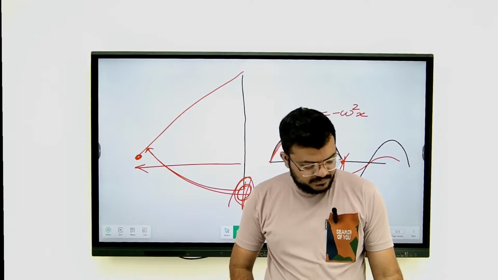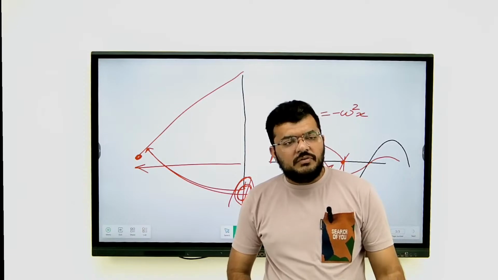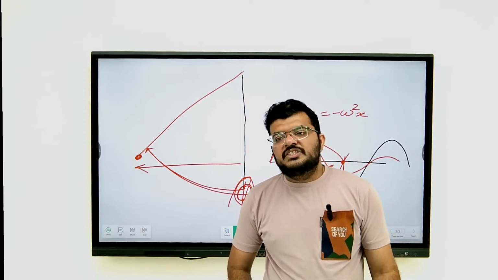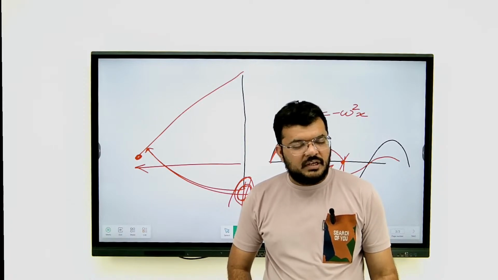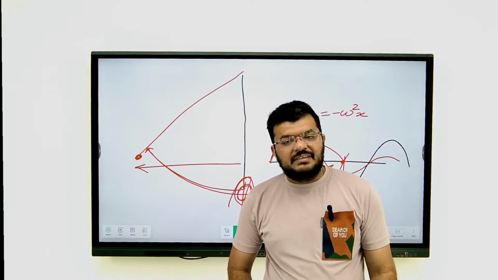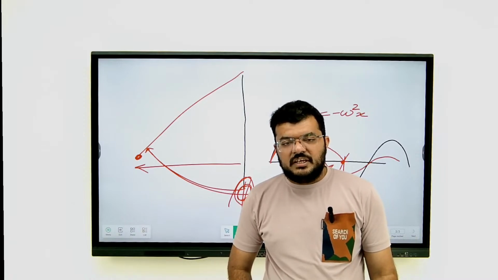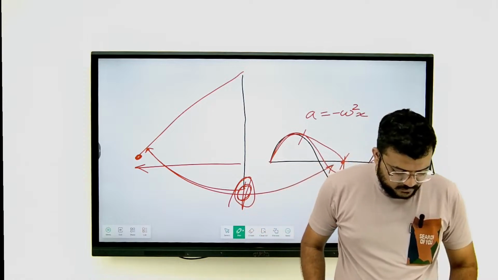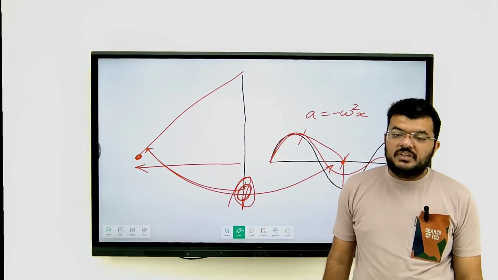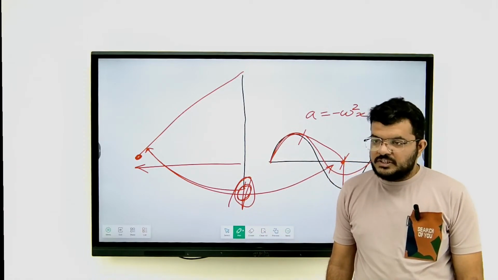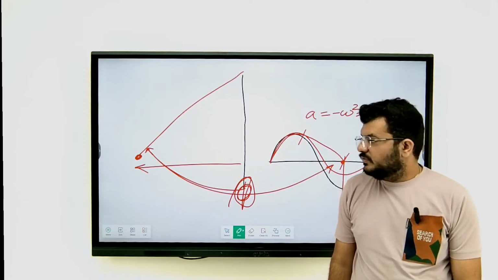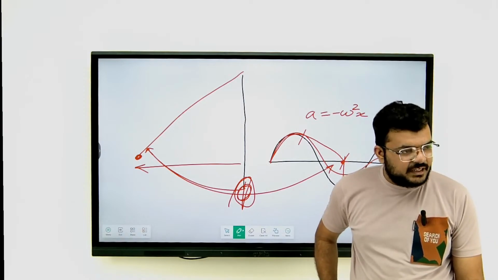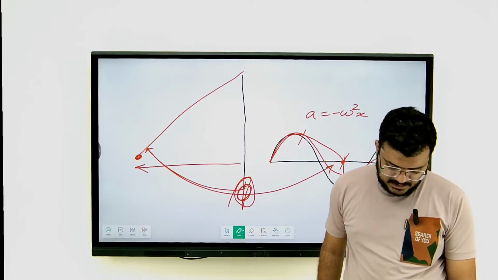Yes, the three graphs. The first graph is of displacement amplitude, right? Then the second graph is velocity. The second graph is clearly a cos graph. Then you look at the third graph, it is exactly opposite of the first graph, the displacement graph, which again proves our logic that a is equal to minus omega square x, right?